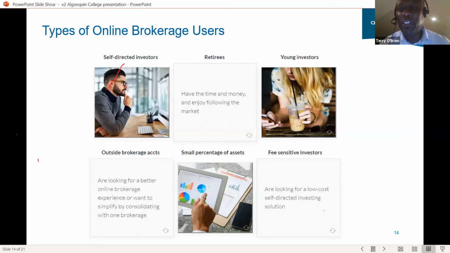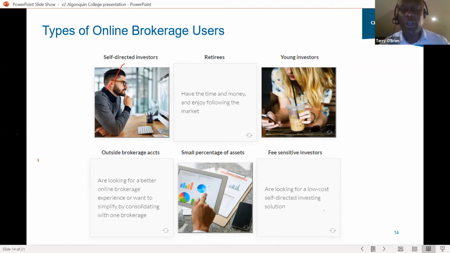You've got young investors, kind of the same. We look at young investors between 18 to 30 years old, kind of like self-directed investors. They want control over their investments. They're knowledgeable. They follow the markets. They really want to have more assets or reduce the fees and keep money in their pocket. Then we have small percentage of assets.